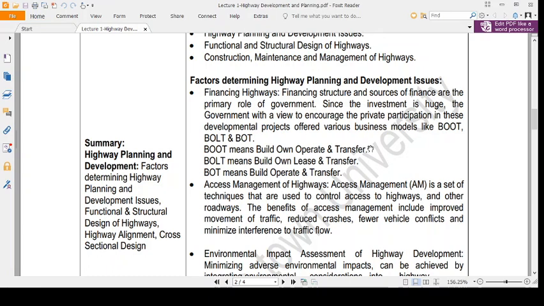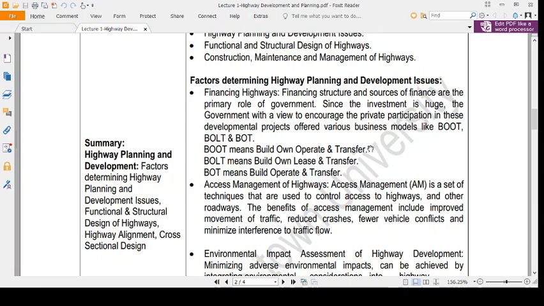Then BOLT means build, own, lease and transfer. In that case, the government will build a road and lease the road to a private entity for some period of time. Within that period, the private agency will maintain and operate the road, and they will generate some money from that road. After some time, they will hand over the road to the government again.